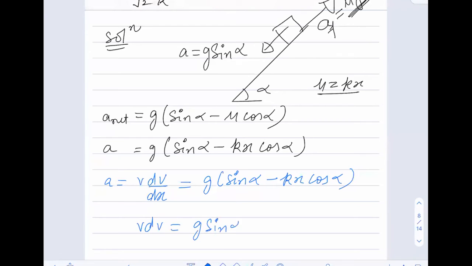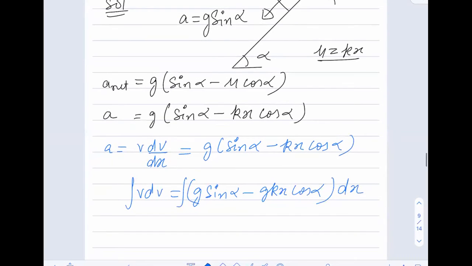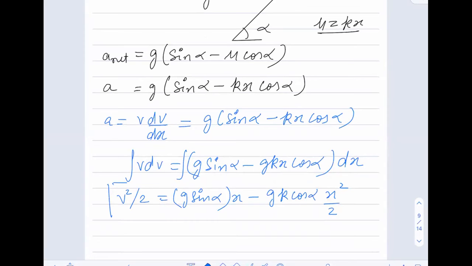So what we have to do here is take dx to that side, so v dv becomes g sine of alpha minus gkx cos of alpha into dx. Now you integrate this relation. When I integrate it, I'll write v square by 2 is equal to g sine alpha into x minus gk cos alpha x square by 2. Now this is what I have, the relation in terms of velocity.